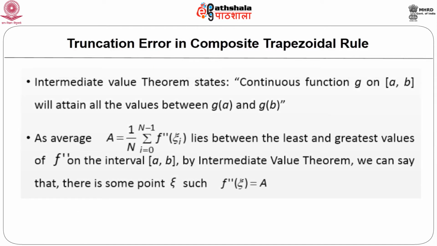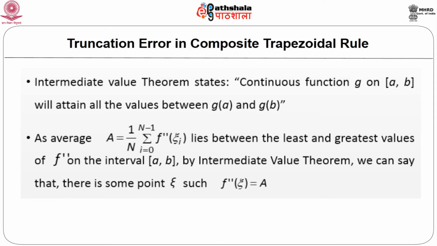Already when we learned the bisection method, we had talked about the intermediate value theorem. The intermediate value theorem states that if the function is continuous on the interval a b, then it will take all the values between g(a) and g(b). So here again we apply this result. If the second derivative is continuous on the interval a b, then this term, which is the average of the values of the second derivative at some points, would be attained at some point within the interval.